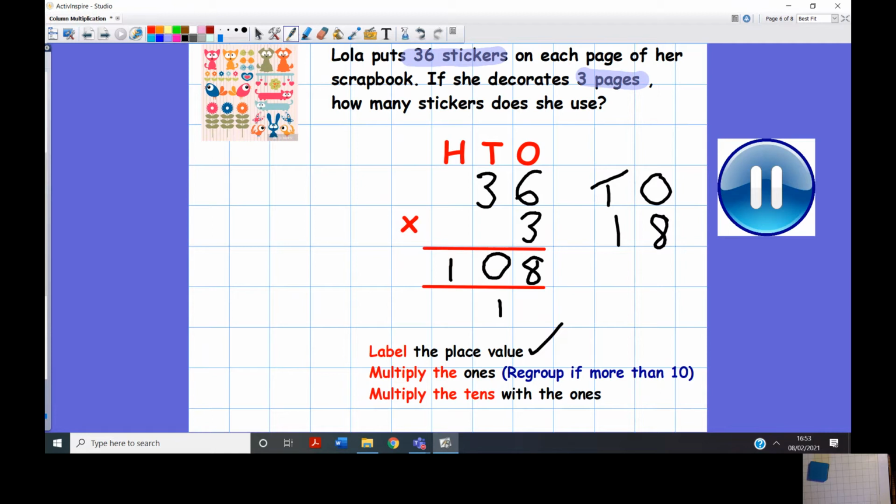So Lola uses 108 stickers. I hope that makes sense. Just remember, no more than 10 ones. If you have 10 or more ones, regroup that 10 into your tens column. No more than 10 tens. Any more than that, regroup into your hundreds. And remember to make sure that you keep this number in your ones column, because otherwise it just gets very, very confusing.